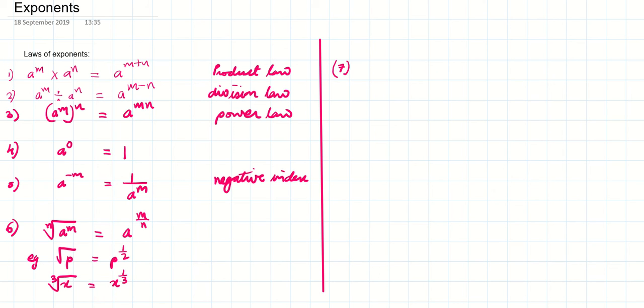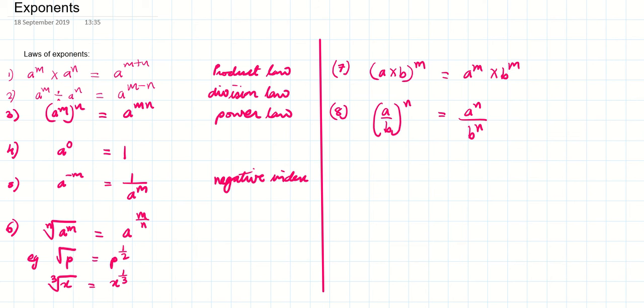The seventh law we can say is if you have a into b raised to m, you can separate out the power. You can do a raised to m into b raised to m. This can be done only when there's a multiplication or there's a division like this. So you can split up a raised to n upon b raised to n. You cannot do this if there's an addition or a subtraction. Then you can't do this. Then you have to use the binomial expansion. But here if there's a multiplication or division, we can distribute the power easily.